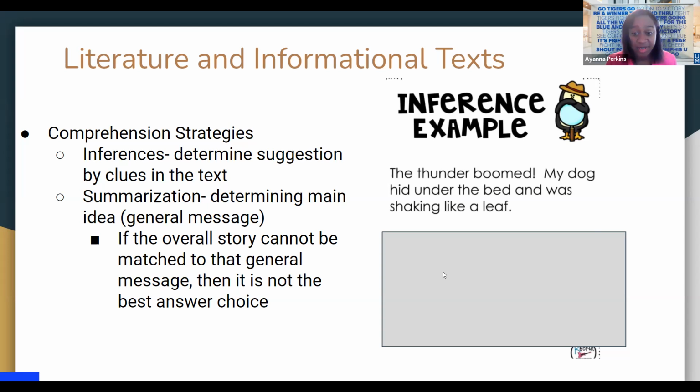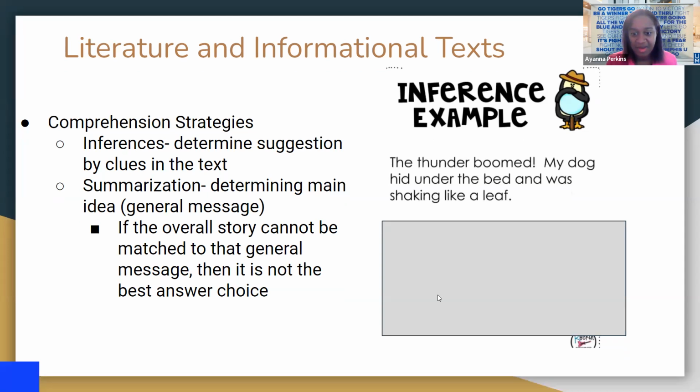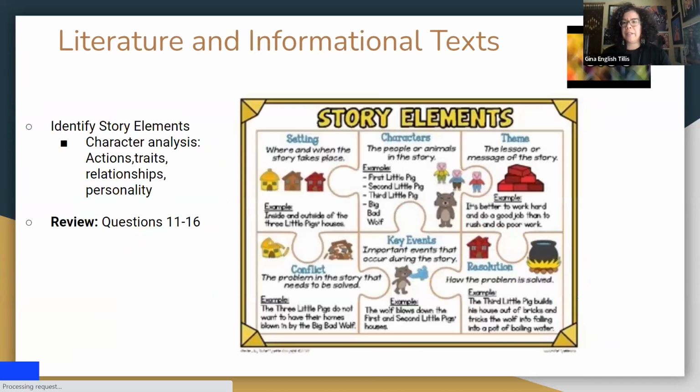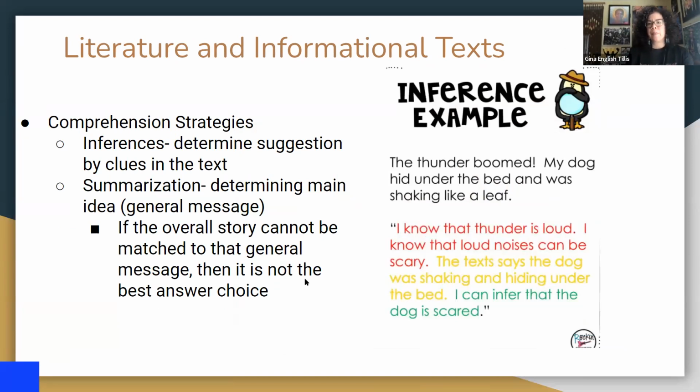If it's thunder, then it's probably stormy too, right? Mm-hmm. Oh, there we go. I think Brittany shared that it's stormy. Yes, very good. Thank you. So, you know that the thunder's loud. Noises can be scary. The text says that the dog was shaking. I can infer that the dog is scared. So that's how inferences work. It's not a lot of information, but we do it all the time. And when we teach students how to infer from the text, then that unlocks some of those comprehension skills.